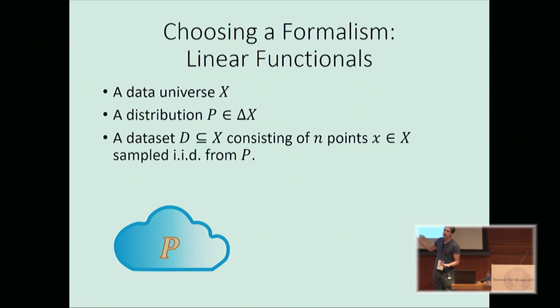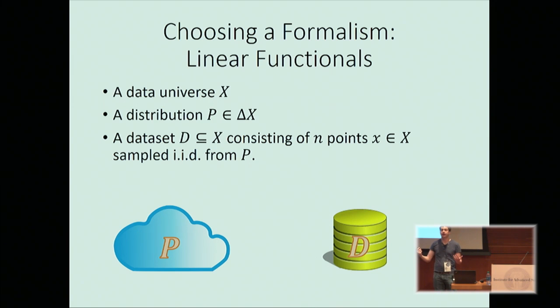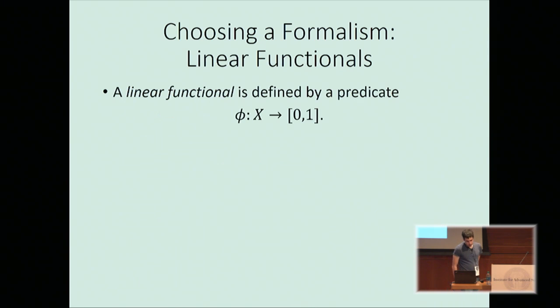But the problem is we do not have direct access to the object we'd like to learn about. We don't have direct access to the distribution. What we have is a data set, a collection of n points that are sampled independently from this distribution, but our task is to derive conclusions from this data set that hold true with respect to the distribution. So we've got our distribution, we don't have access to it, and we've got a data set which consists of n IID points. A linear functional, or a counting query, is just some predicate mapping elements of the data universe to real numbers between 0 and 1.